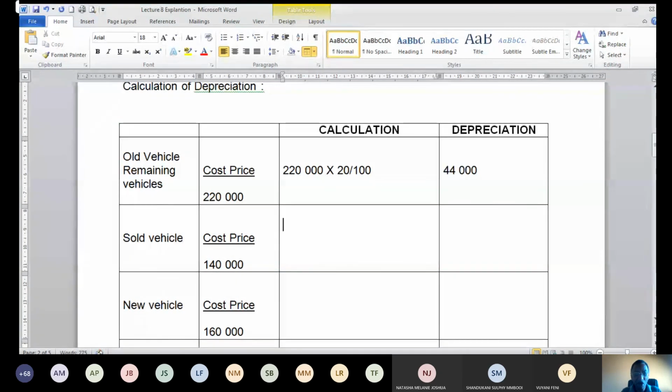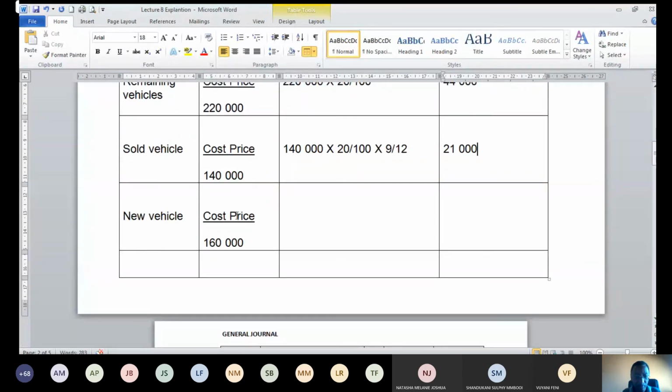The depreciation on the vehicle that we sold, we worked this out already. It was 140,000 at 20% per annum. But this vehicle we only had for 9 months, and you will recall that we have recorded this as 21,000. That was the depreciation on the vehicle that we sold. That vehicle we only had for 9 months of the year.